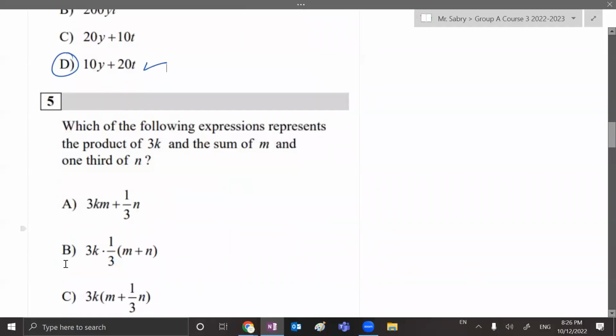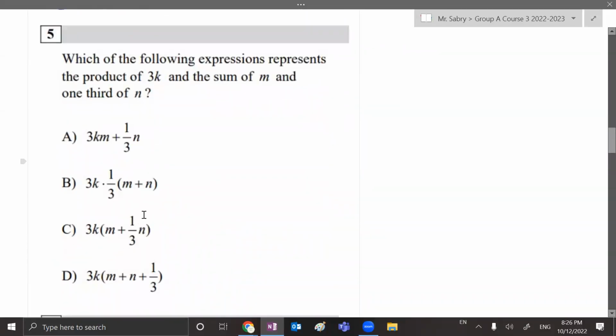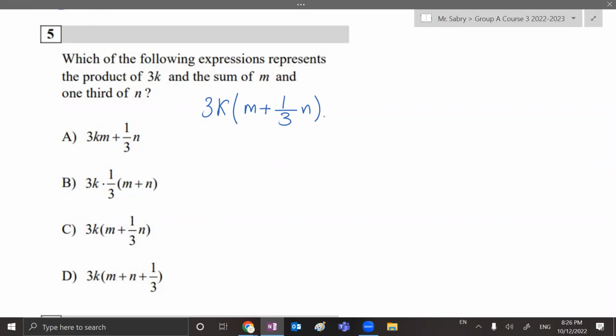Moving on, number 5. Which of the following expressions represents the product of 3k and the sum of m and 1/3 of n? You see how I kept translating every single word. The product, so 3k multiplied by what? The sum of m and something, so m plus something. What is that thing? 1/3 of n, so 1 over 3n. So that's how I got c to be the correct answer. Are we good?